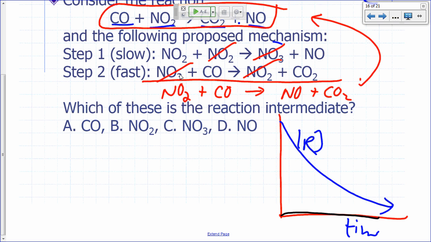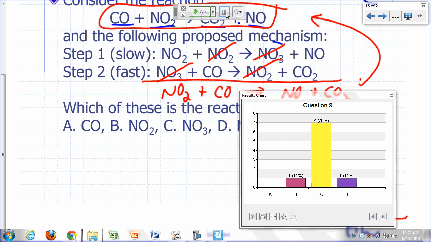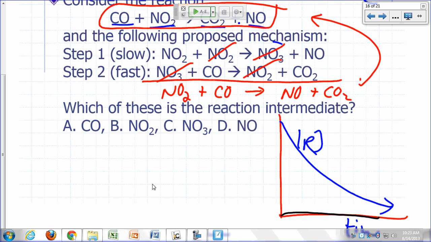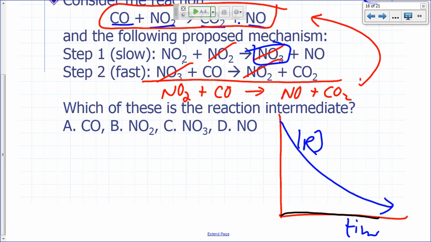So what was the answer to this? Did I do a poll on this already? Okay. Popular answer was NO3. Why NO3? You made it in step 1, but you lost it in step 2, and you don't have any of it at the end, right? So that's an intermediate.